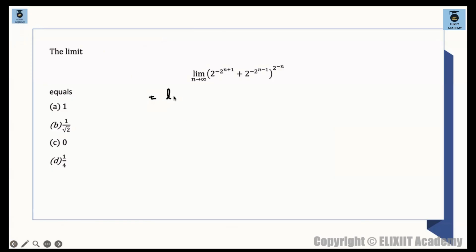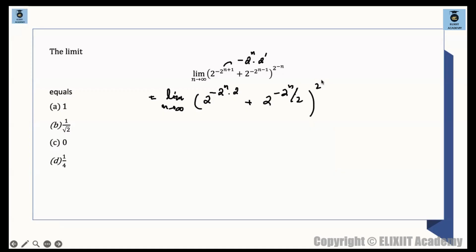So limit n tends to infinity. This is 2 raised to the power of minus 2 raised to the power of n plus 1, which is the same as minus 2 raised to the power of n into 2 raised to the power of 1. Bring this down, so it's minus 2 raised to the power of n into 2. Similarly, we have 2 raised to the power of minus 2 raised to the power of n minus 1, which is minus 2 raised to the power of n, multiplied by 2 raised to the power of minus 1, so divided by 2.